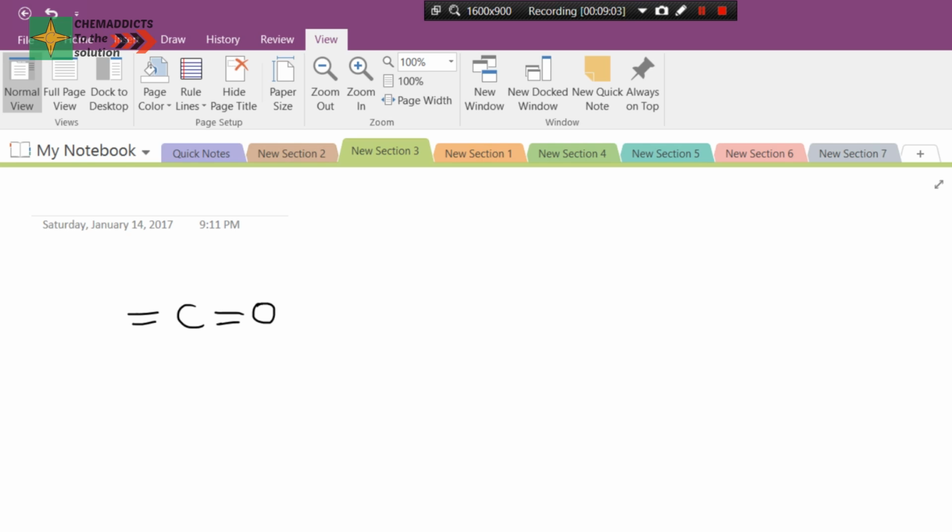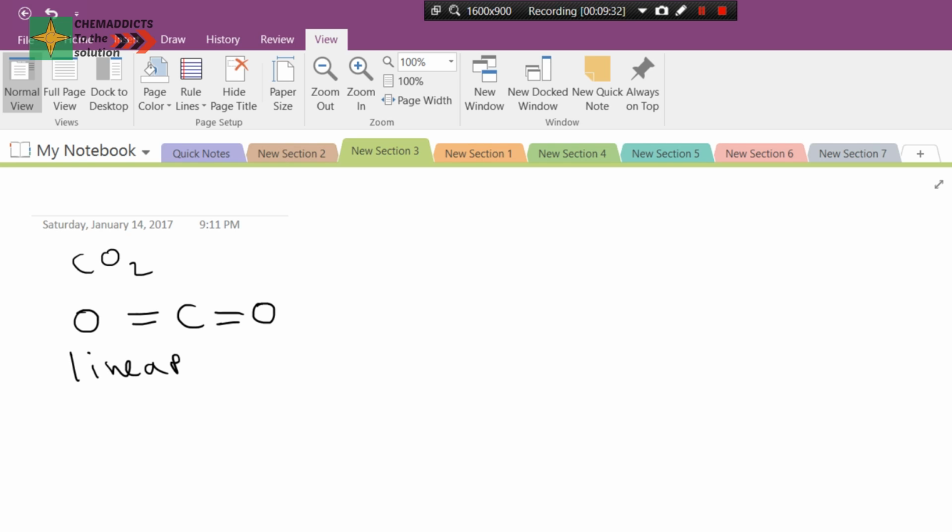Okay, since carbon has two bond pairs, one bond pair is here, another bond pair is here. So since carbon has two bond pairs, the shape of the carbon dioxide molecule would be linear.